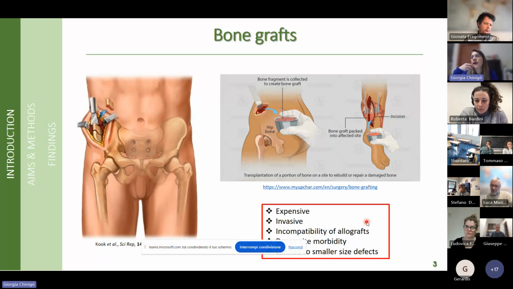So the connected complications, including bleeding, neurological disorder, pain, the need to reoperate the patient, and so on.